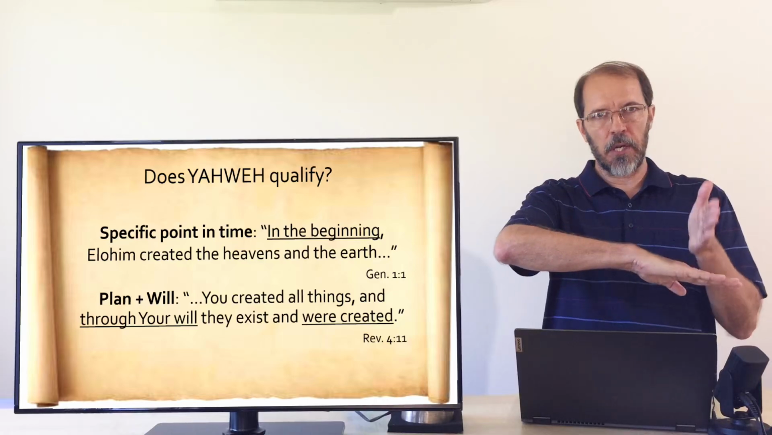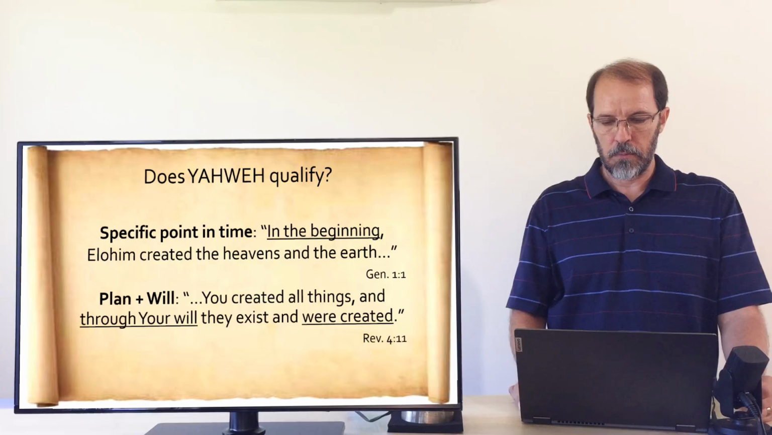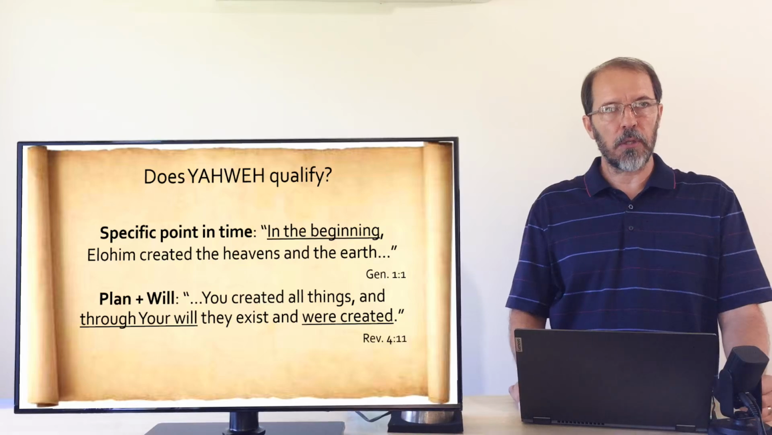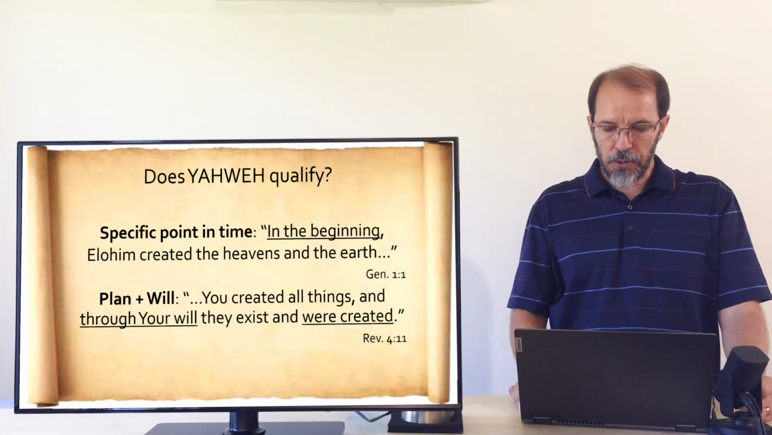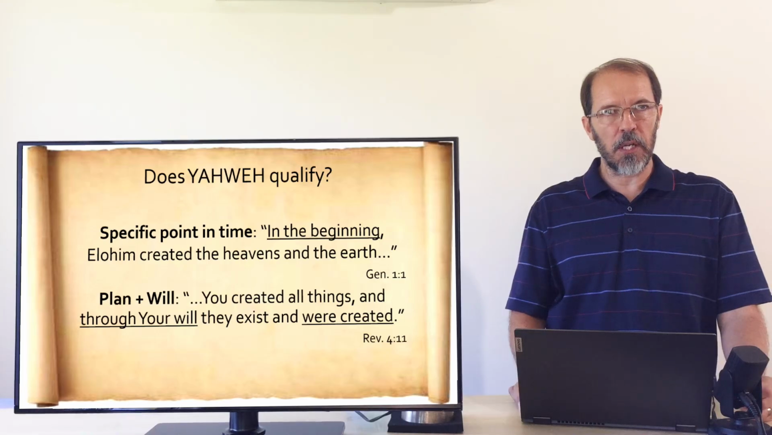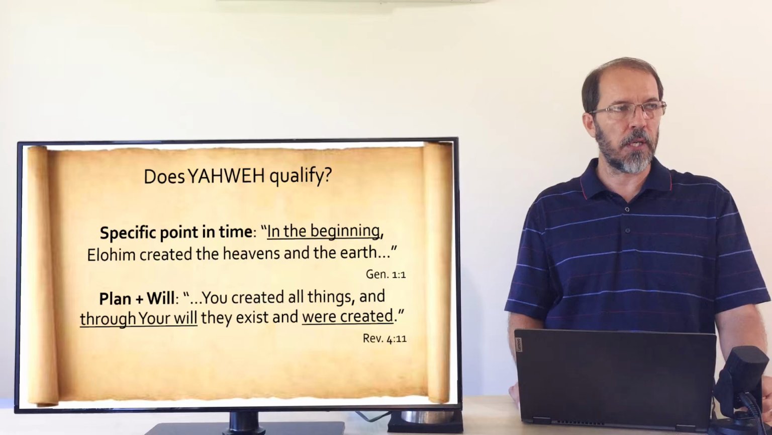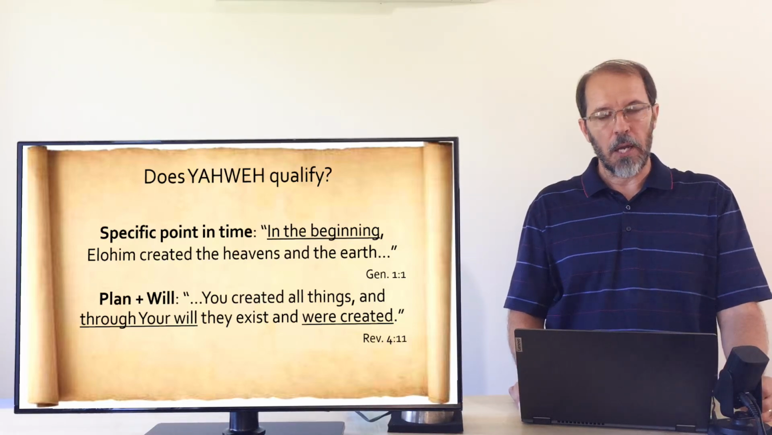A specific point in time: Genesis 1:1, in the beginning, roughly 6,000 years ago, Elohim created the heavens and the earth. It's very much logical and scientific to believe that statement. Revelation 4:11, "You created all things, and through your will they exist and were created." Think of the sports stadium and the willpower necessary to build it. Through your will, the whole universe exists and everything was created.